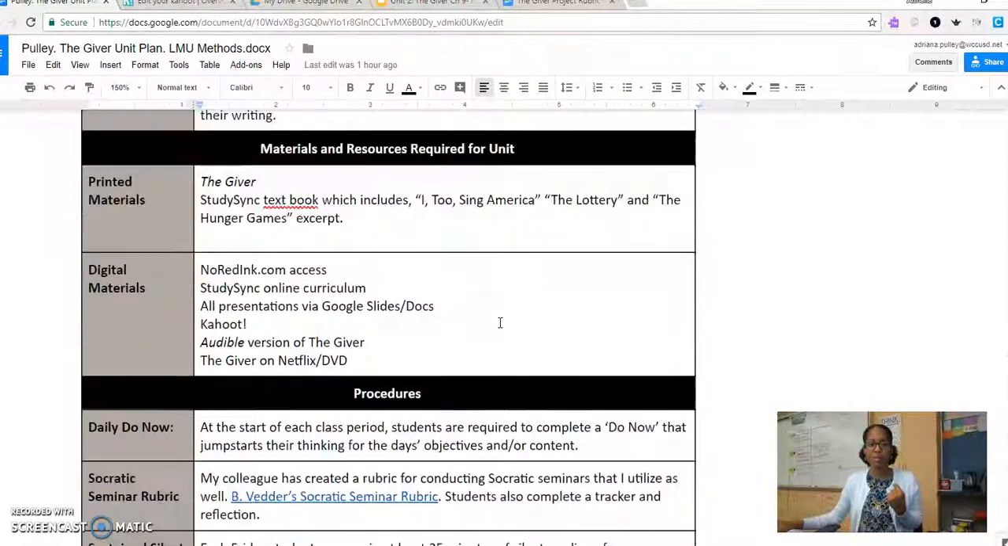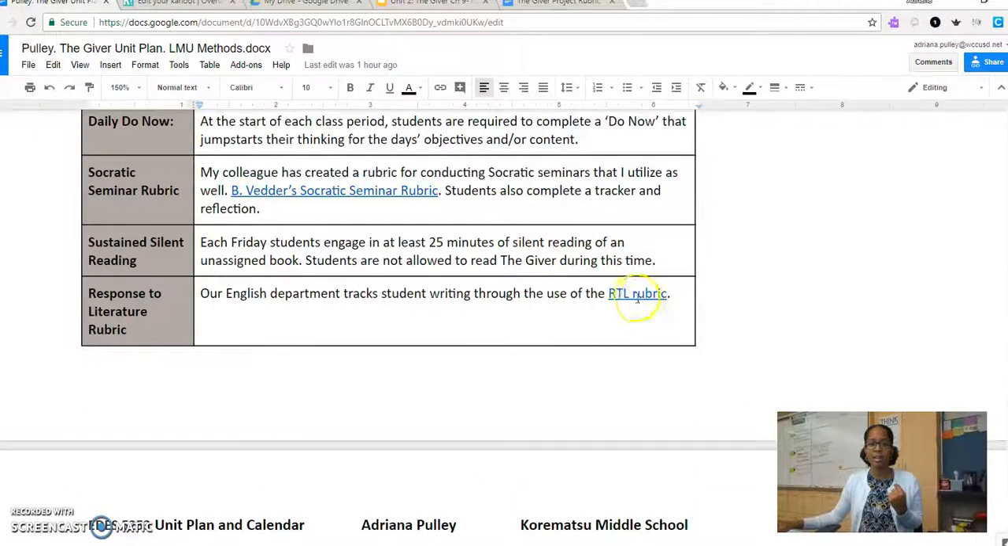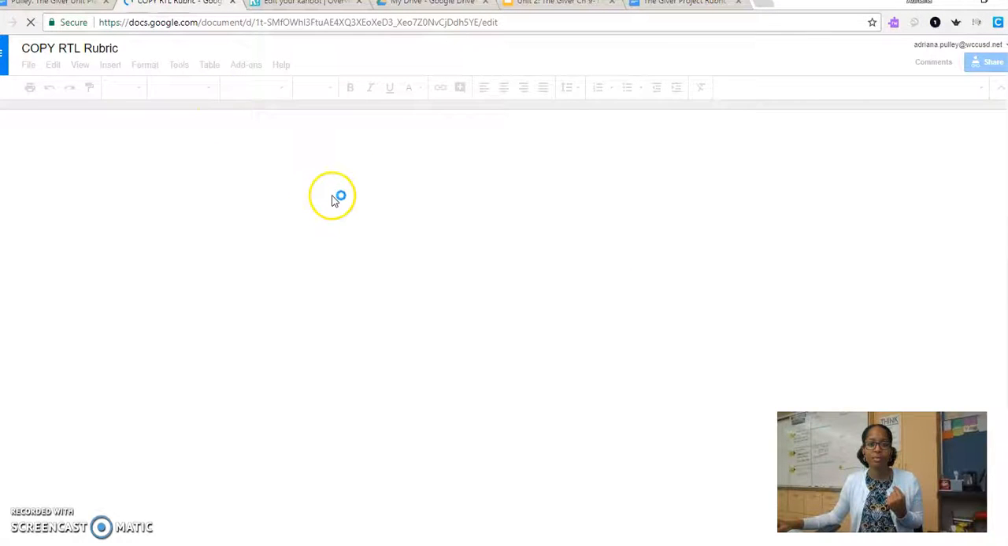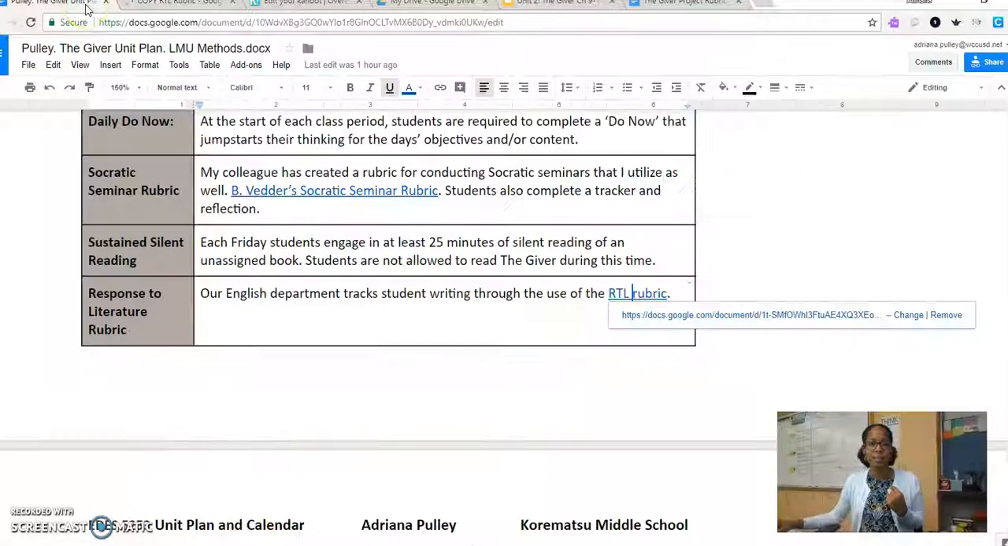Differentiation, and moving that along, past materials, procedures, things we do daily in my classroom. Here you can get a look at the RTL rubric that we use. I don't know if I have it pulled up here. So aiming for this level. Going back.